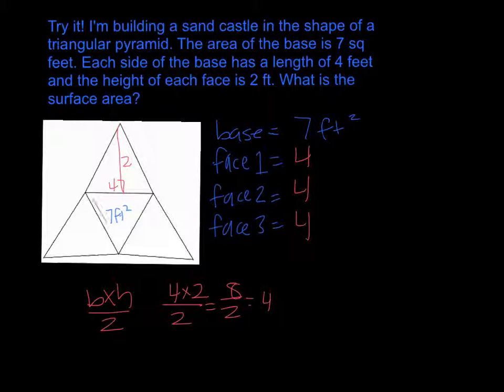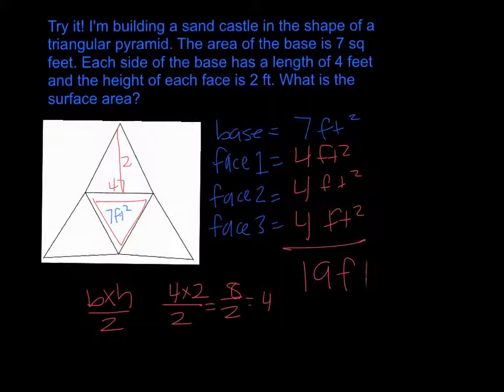I already have my base, which is 7 feet squared. So these are all feet squared. Add those up. 4, 8, 12. 12 plus 7 is 19 feet squared. This one is on your homework, so I'd probably use this answer because you already solved it.